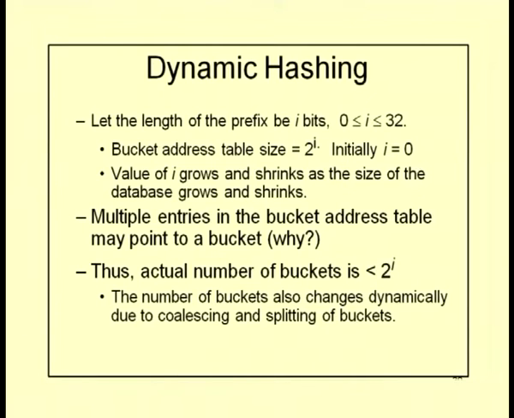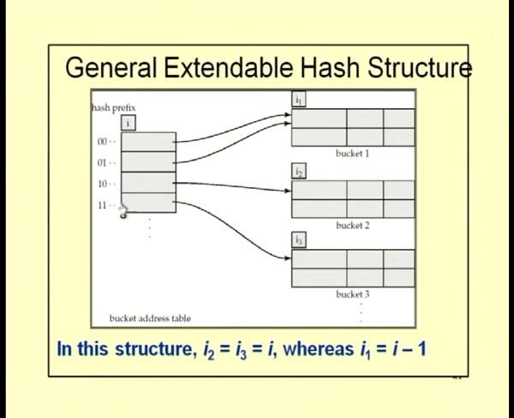How is this possible? Because the actual number of buckets is less than 2 to the power of i; the number of buckets also changes dynamically due to coalescing and splitting of buckets. Let us look at an example of this. This is the complete hash value produced by the hash function, and this is the prefix of the hash, and this prefix will point to bucket 1, bucket 2, bucket 3, and in this structure i2 equal to i3 equal to i, where i1 is equal to i minus 1. This is the way you get the extendable hash structure.